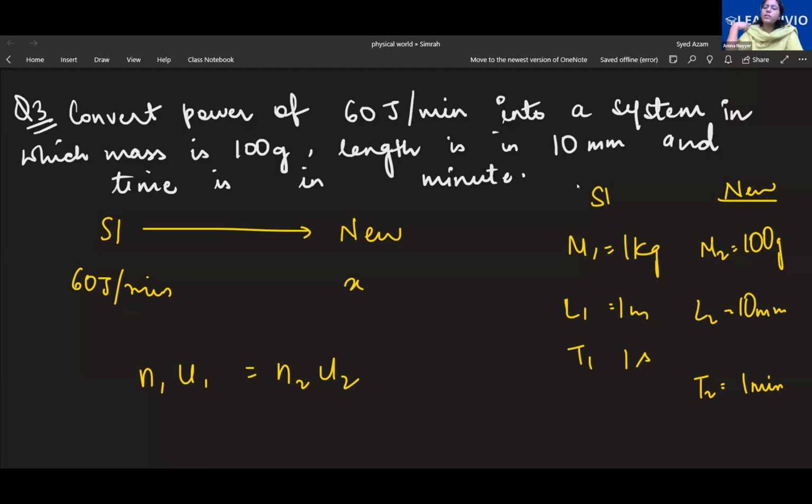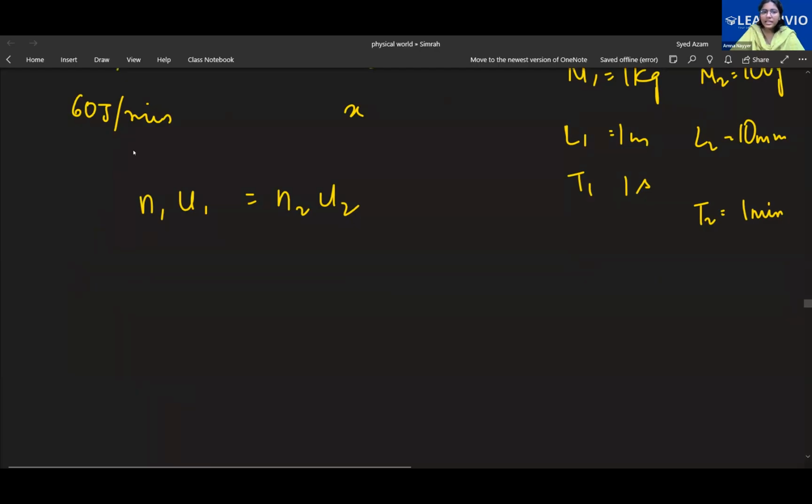Before we proceed with the same method, there is one small thing that we need to do. If you look closely, the SI system given is also not completely SI. Minute is present, right? So it means this has not given us a pure SI unit. So let us at least convert power into SI unit. It is given 60 joules per minute. Then only we'll be able to use SI. This is not in CGS, not in SI, not in this new system, nothing.